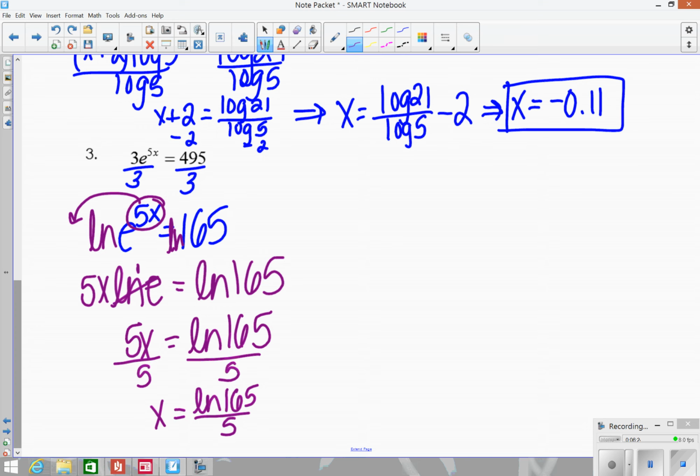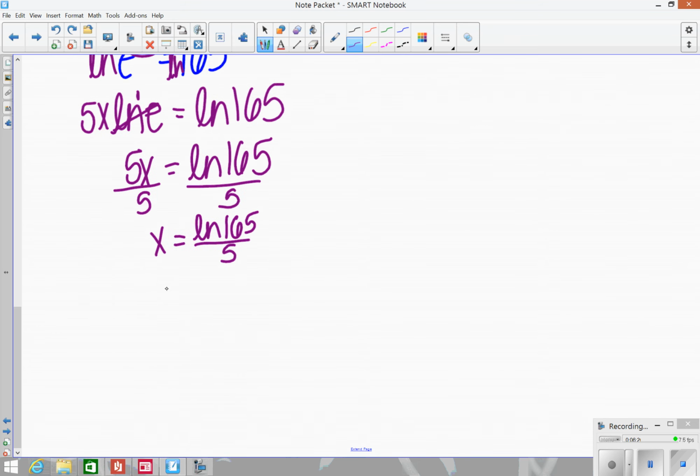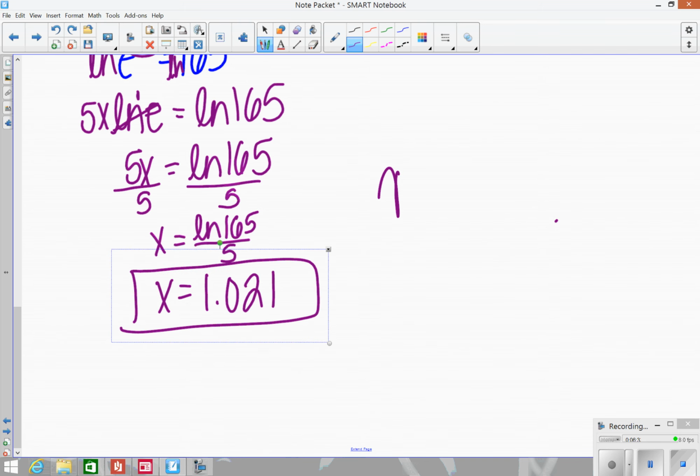Or if you put it in your calculator, you get 1.021 as an approximate answer. And again, you can check this, and if you're using the approximate answer, you're going to get an approximate check, a decimal, versus if you use this exact form in your calculator, you'll get an exact check.